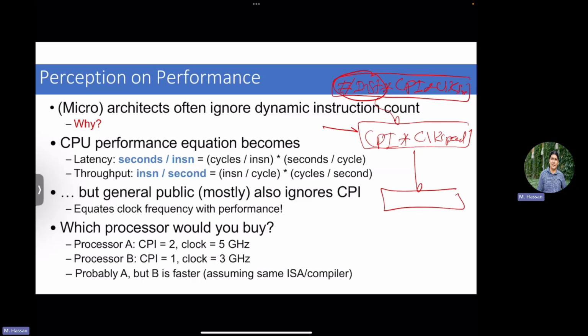If you go to buy that machine, are you going to say, okay, well, I calculate the CPI, I calculate the clock speed, and then I determine that this machine is better than this one? Or what do you usually do?